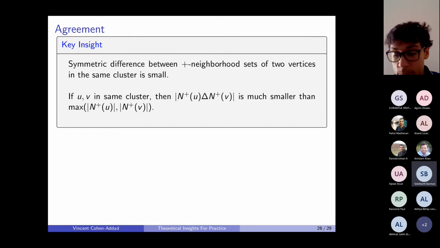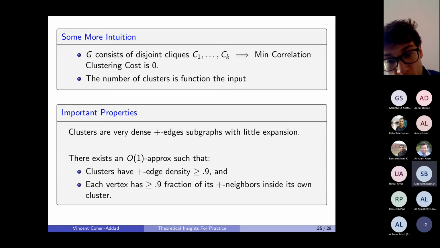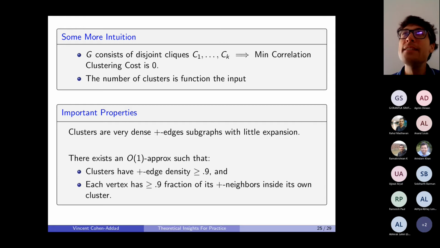Quick question. Is 0.9 significant here, or is it just some arbitrary constant? You can make it an arbitrary constant, but I think it has to be at least 2/3 or something. Essentially it's some constant. We did not optimize the constant too much, but we want some gap. So 2/3 or 3/4 should work as well.